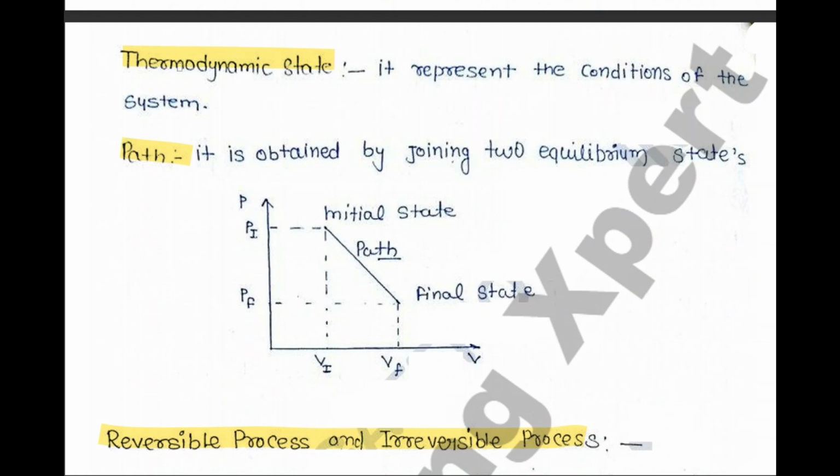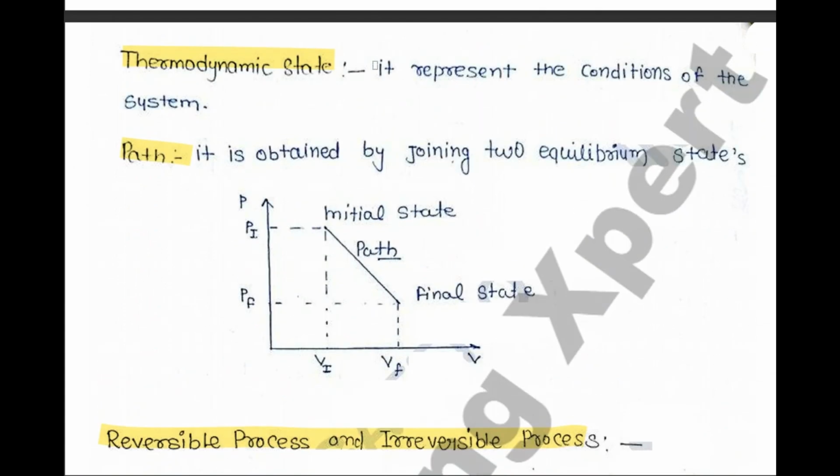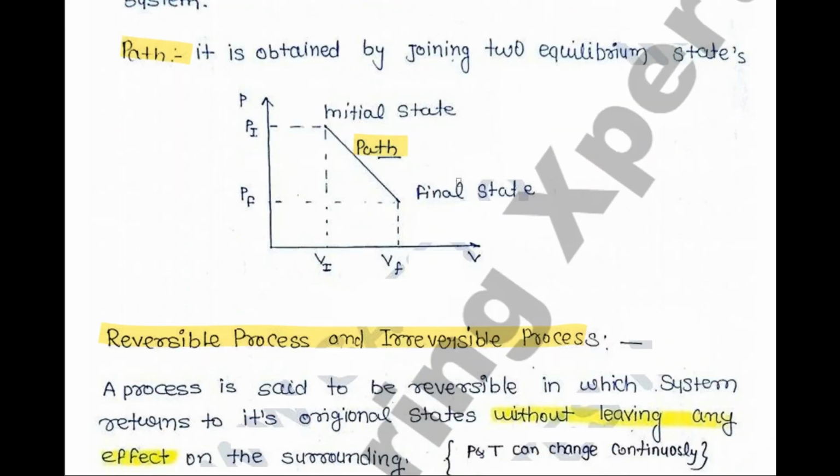Let's discuss the thermodynamic state. It basically represents the condition of a system. It is a point, and a path is obtained by joining two thermodynamic states, as joined here. This is a path.